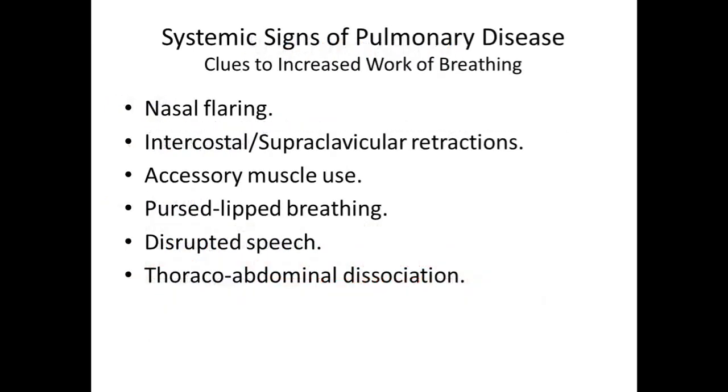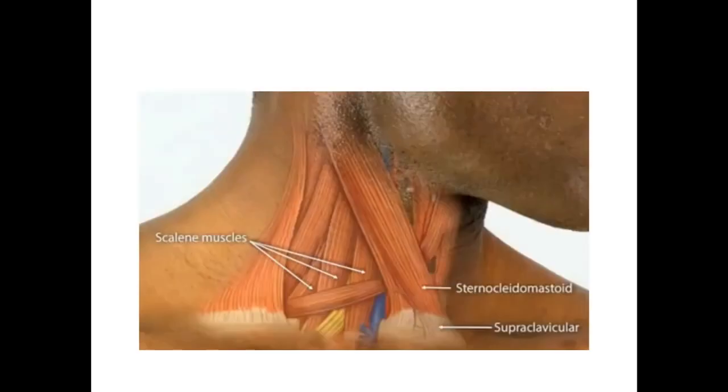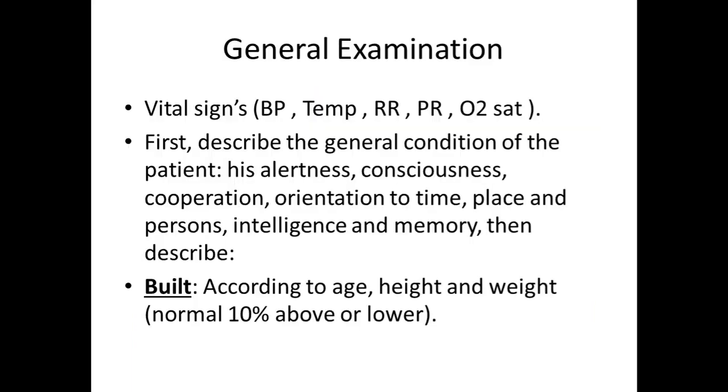Systemic signs of pulmonary disease due to increased work of breathing include nasal flaring, intercostal or supraclavicular retraction, accessory muscle use, pursed lip breathing, disrupted speech, or thoracoabdominal dissociation. The scalene, sternocleidomastoid, and supraclavicular muscles act as accessory muscles. You have to ask for the vital signs of the patient: blood pressure, temperature, respiratory rate, and oxygen saturation.